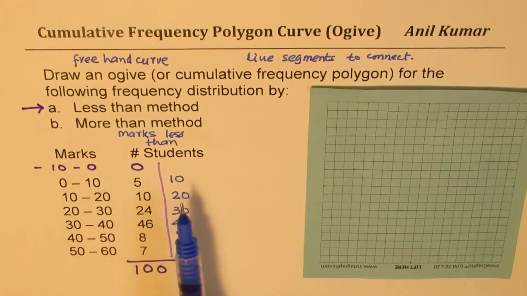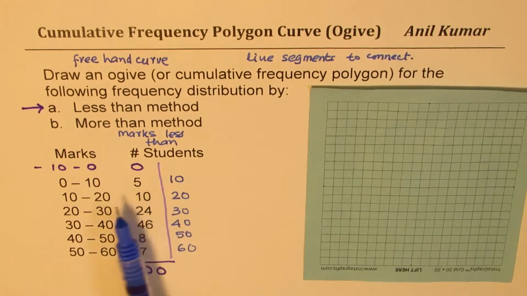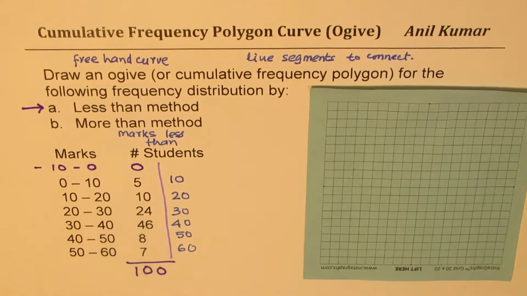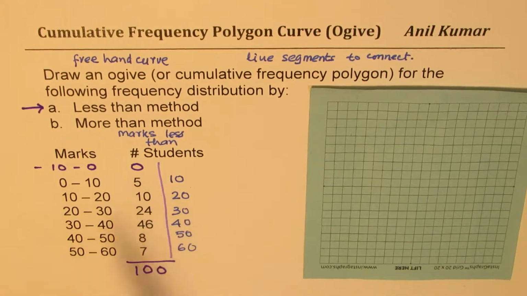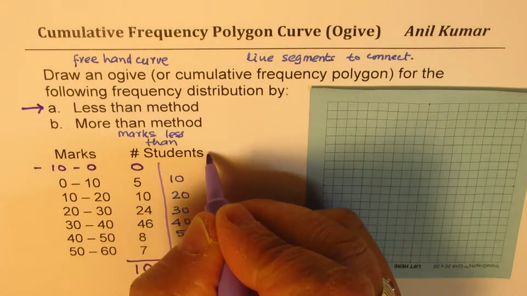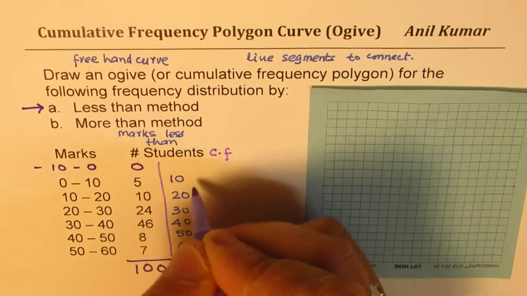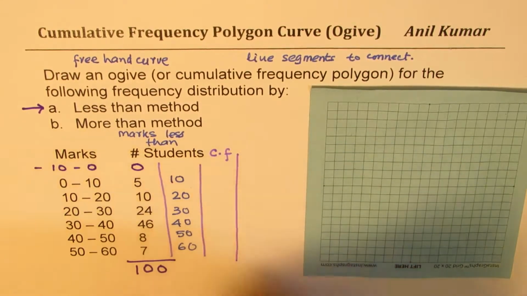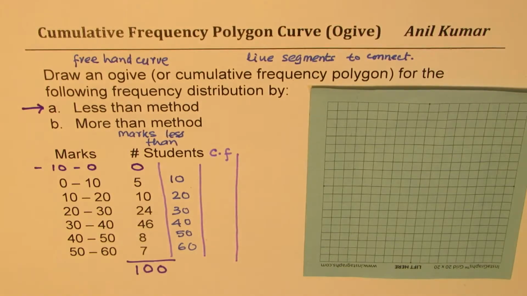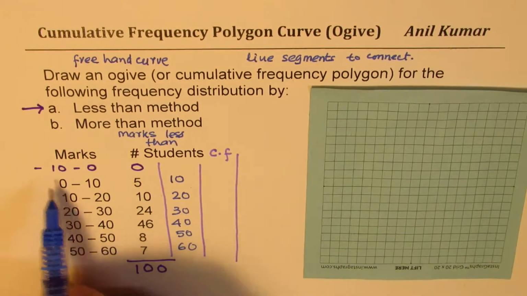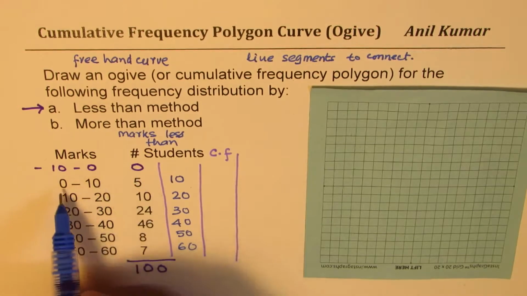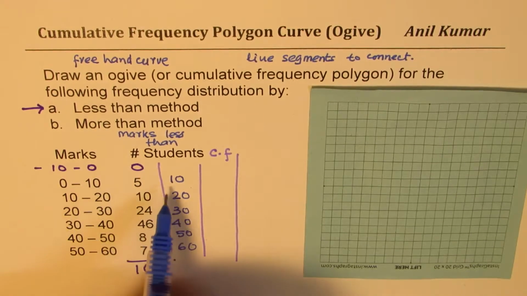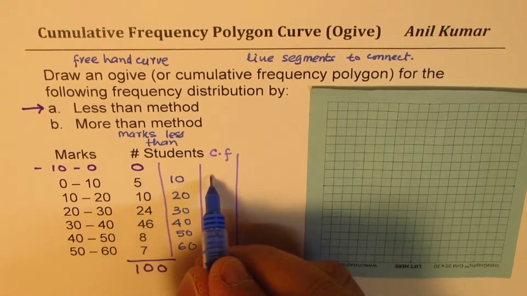Now in this case, we could directly see that by adding the numbers, we can find the cumulative frequency. So I'll add a column here for cumulative frequency. For marks less than this, what is the cumulative frequency? Correct? Now what we have assumed here is that below 0, there are no students, right? So students are only between this interval. So less than 10 are 5 students, clear?